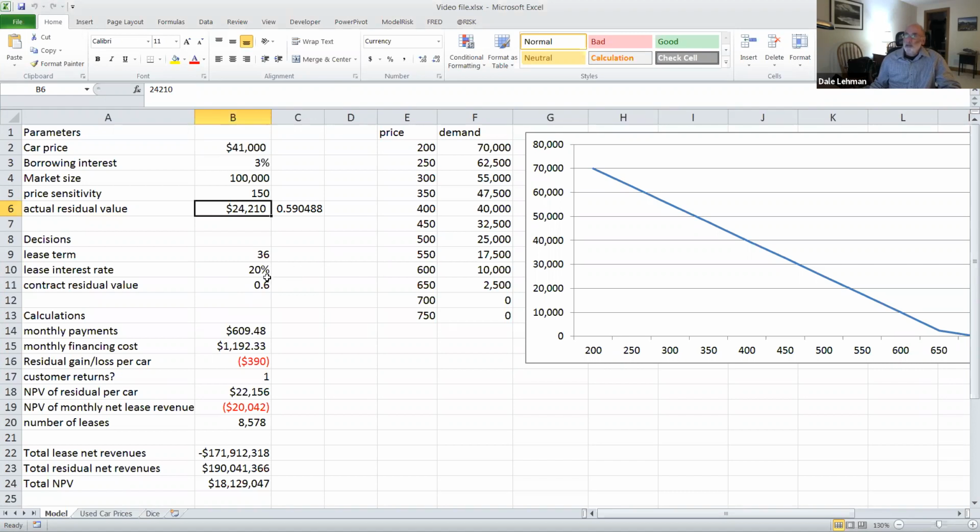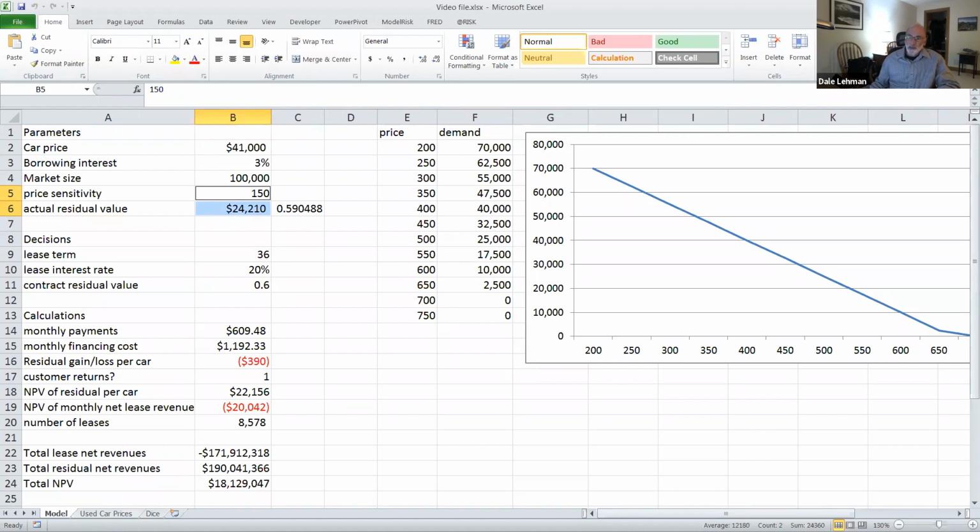And there's also this key uncertainty about the price sensitivity of customers, which there are ways to try to estimate from data, but even if you have the data to estimate it from, it's going to be uncertain as to what the true value is. Nobody really knows how price sensitive the customers are. So those are two uncertainties I'd like to put in. Let's start with the residual value of the car.